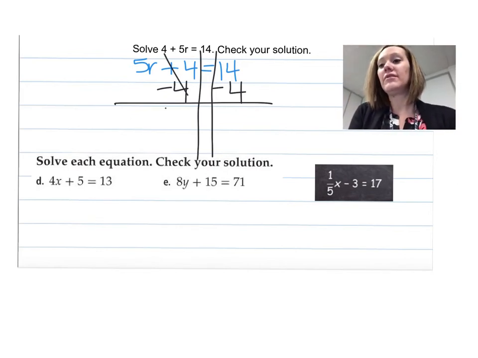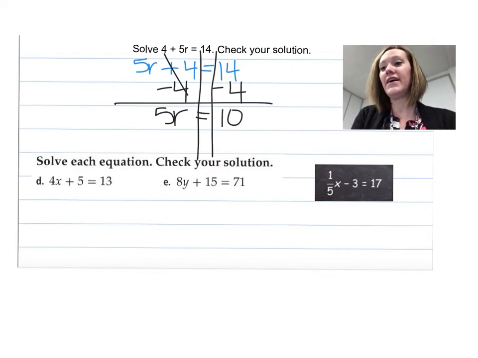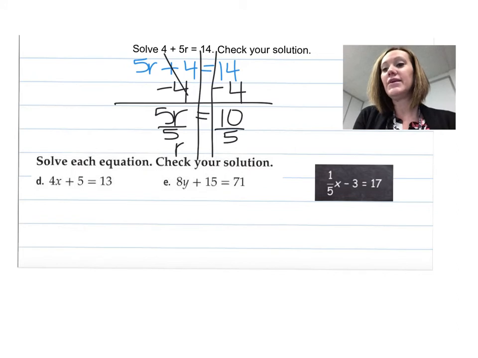That cancels out, leaves me with 5r equals 10, and then r is being multiplied times 5, so I do the opposite of multiplying 5, which is dividing by 5, and that leaves me with r equals 2.